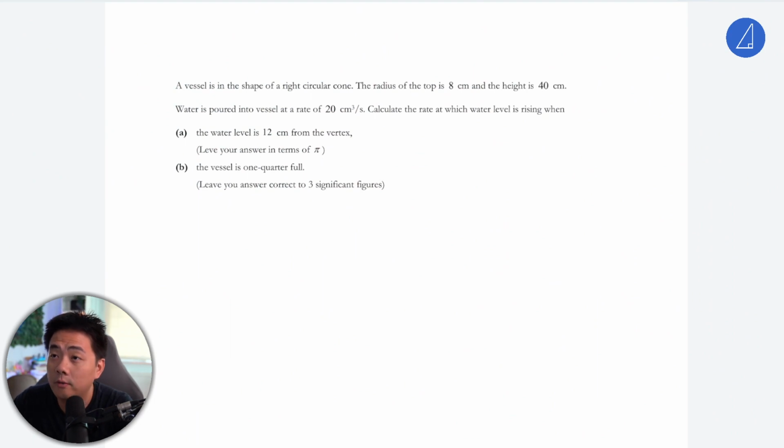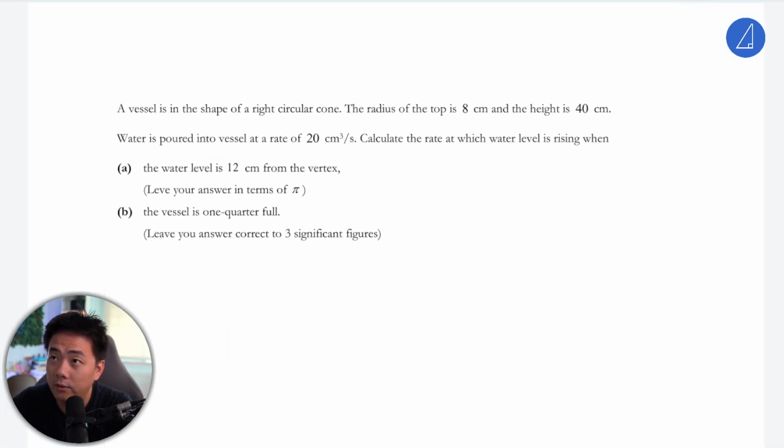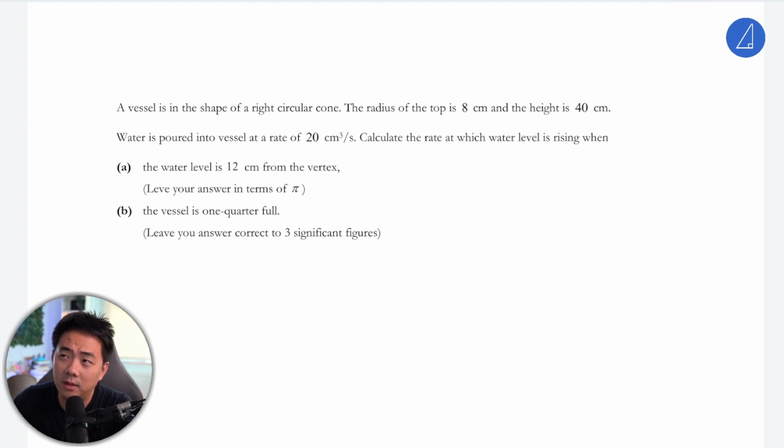Hi, students. Let's look at this question, which is on the rate of change of connected rate of changes. A vessel is in the shape of a right circular cone. The radius of its top is 8 cm and the height of it is 40 cm. Water is poured into the vessel at a rate of 20 cm cubed per second. Calculate the rate at which the water level is rising when the water level is 12 cm from the vertex.